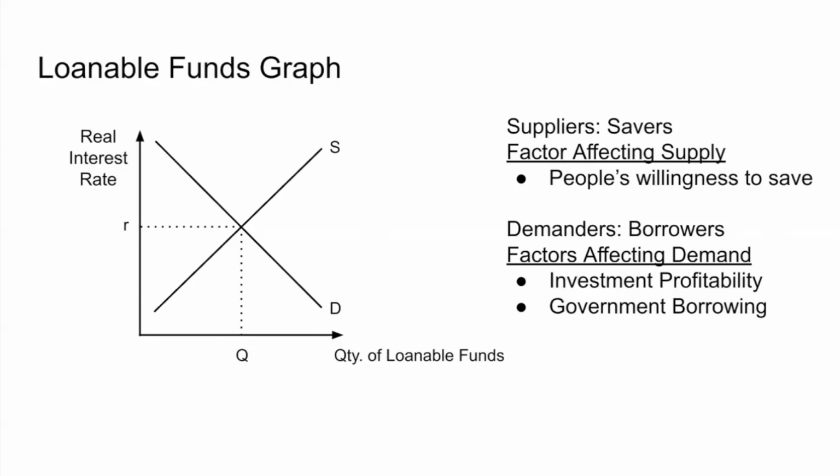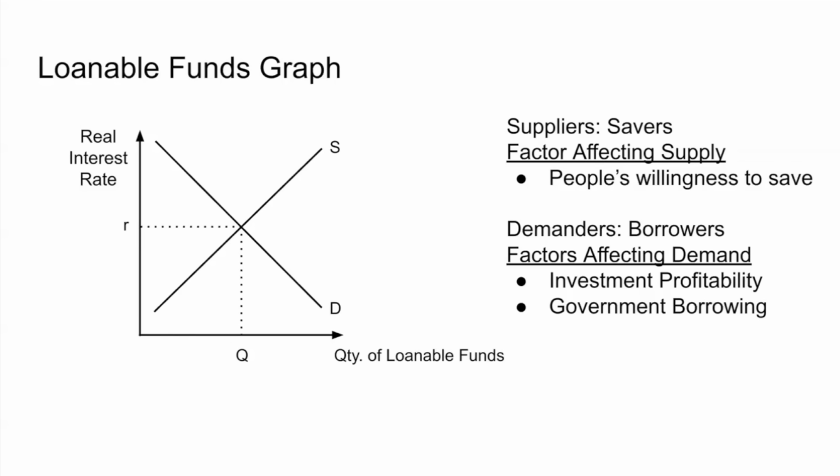The loanable funds graph. So we have real interest rate on the vertical axis and quantity of loanable funds on the horizontal axis. The suppliers of loanable funds are savers. And if the real interest rate is higher, then that means people earn a higher interest on what they save, so they would be willing to save more. That's why supply is upward sloping.